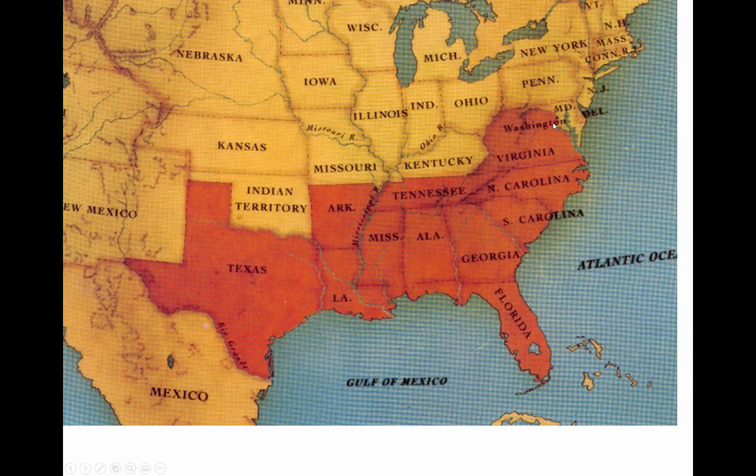Because Lee was from Virginia. His house is actually right across the river from Washington, D.C. If any of you have ever been to Arlington National Cemetery in Washington, if you ever toured the city, that's Robert E. Lee's house. There's a building in the center of the cemetery.